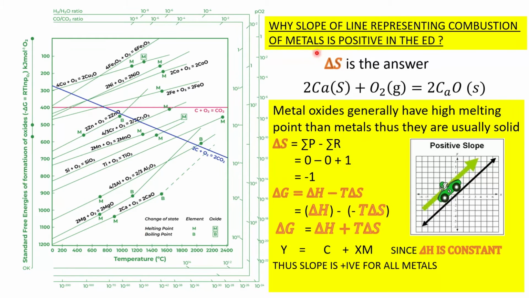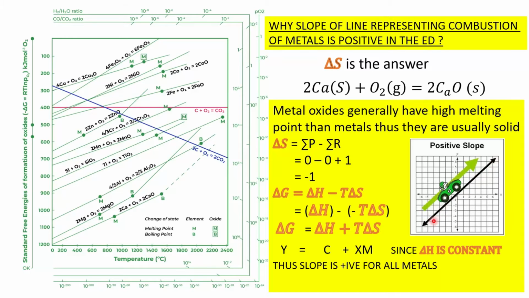Now the next thing, so what is written here? Why is the slope of the line representing the combustion of the metals positive in the Ellingham diagram? What is the meaning of that? You can see here, this is the oxidation of calcium into calcium oxide. This is a positive slope going up, right? And magnesium, when reacting with oxygen, again it is going up. Aluminium, when reacting with oxygen, is going up. So all the metals which are oxidizing have the positive slope. That means they are always going uphill. I have shown you here actually.